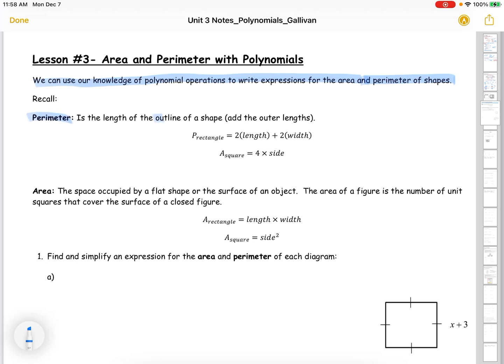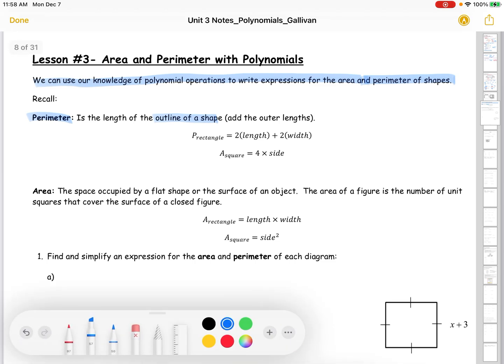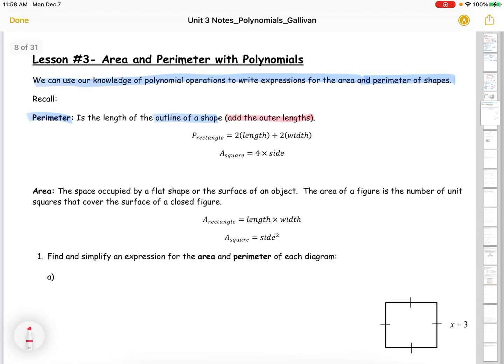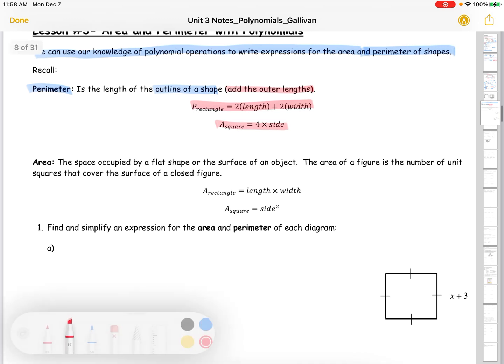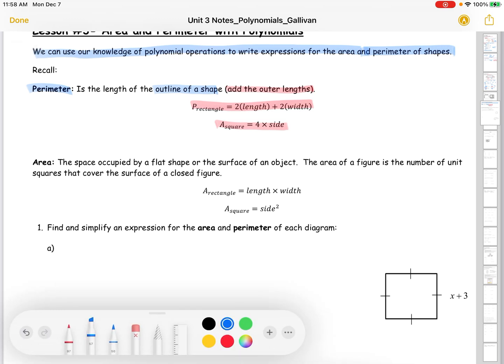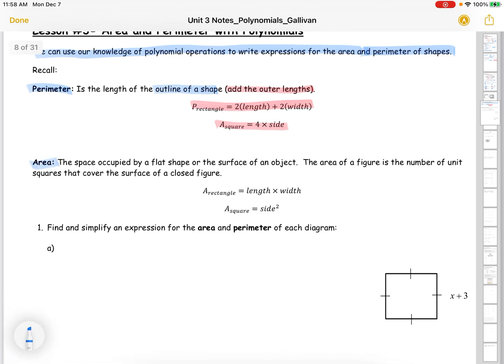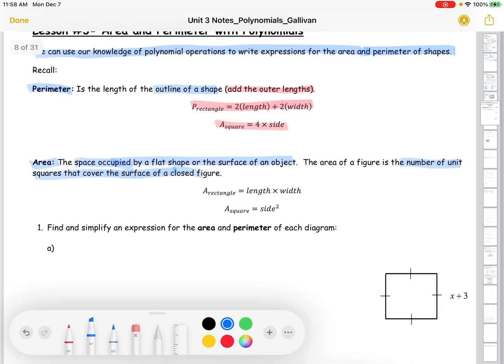Remember, perimeter is the length around the outline of a shape, so we would add up the outer lengths. So perimeter of a rectangle is 2 lengths plus 2 widths. A square would be 4 times the side. Area, however, is the space occupied by a flat shape. It's the surface, and it's the number of unit squares that cover that surface of that closed figure.